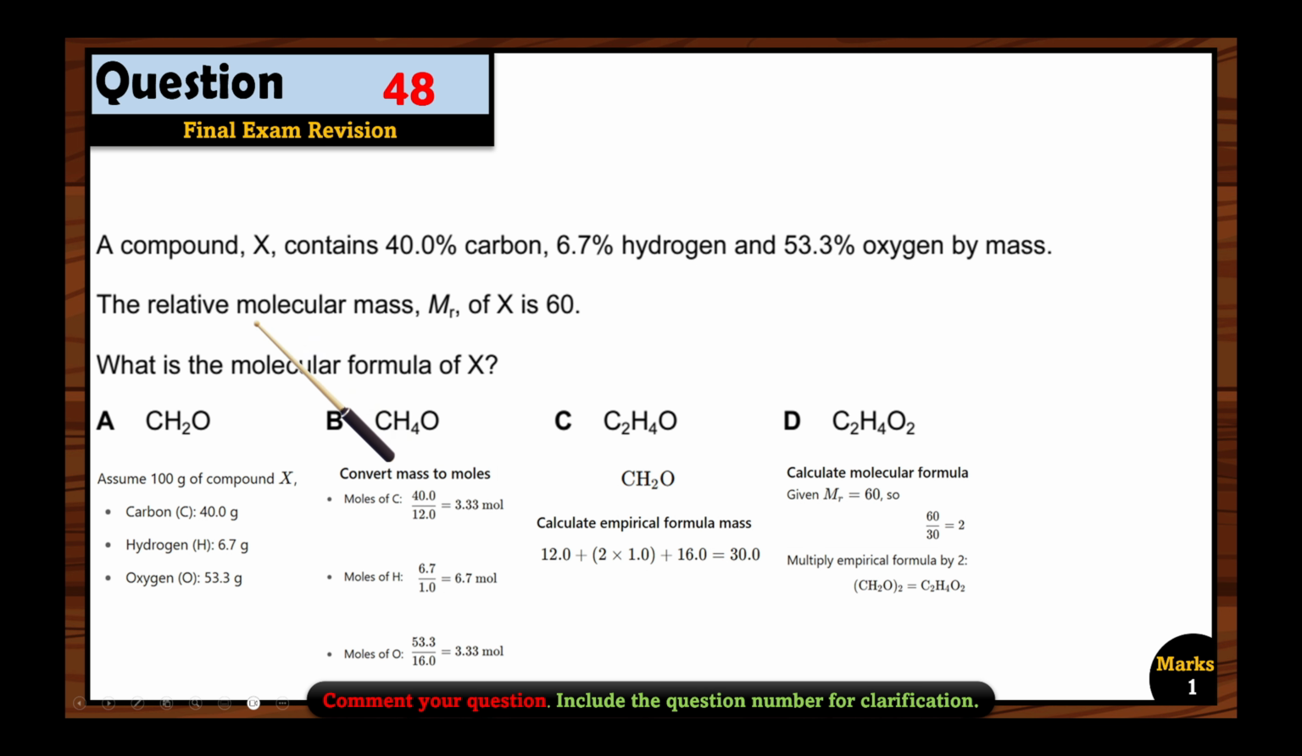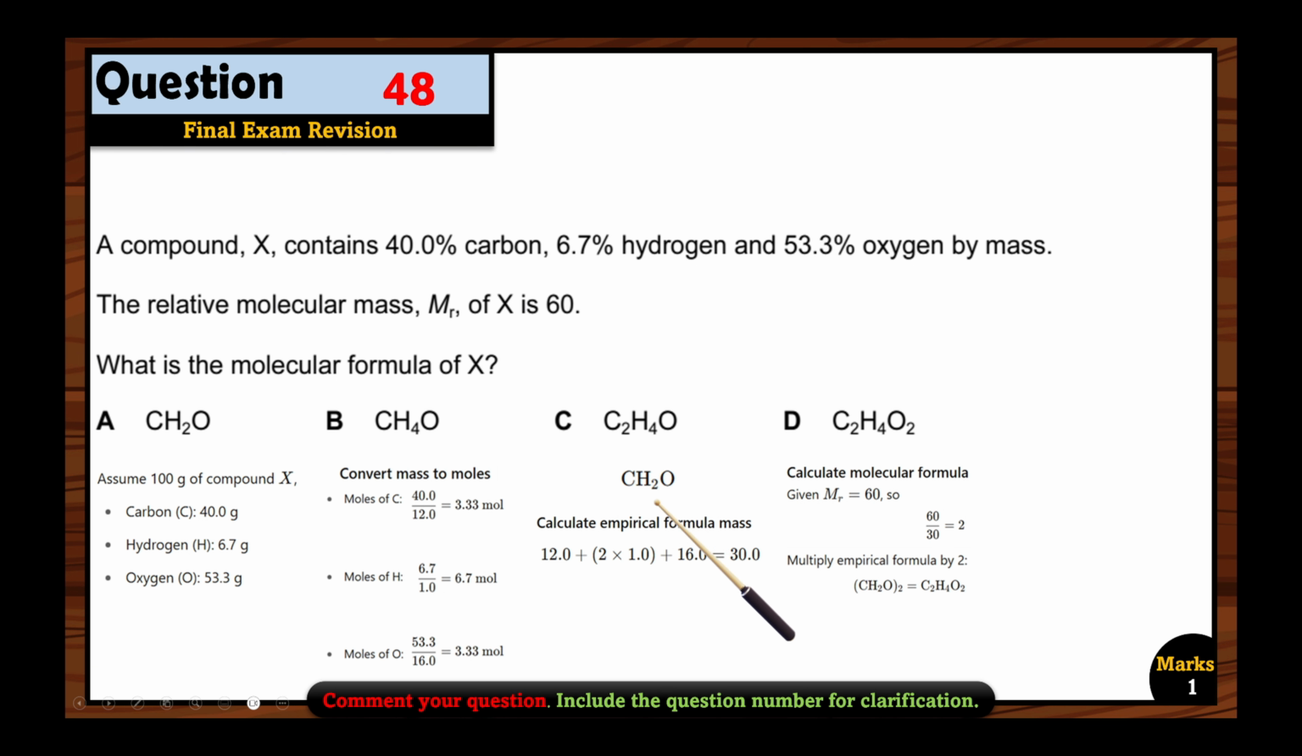So now this mass will help us. You see, the relative molecular mass is 60. So what you will do is divide the molecular mass, which you write on top, by the empirical formula mass. You can see over here, right? So molecular mass divided by empirical formula mass, and your answer is 2. Now this 2 you just multiply with your empirical formula.